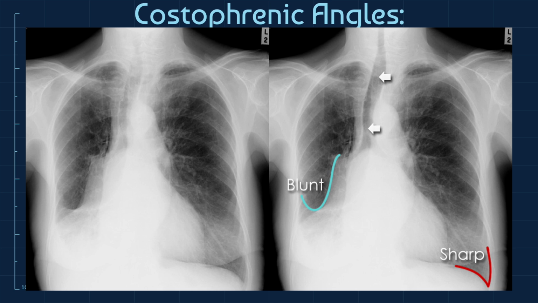And speaking of costophrenic angles, usually you describe them as blunting of the costophrenic angle when there is fluid filling up that space between the diaphragm or hemidiaphragm and the costal margin of the thorax, whereas here it will be considered normal, and when it's normal it's described as a sharp costophrenic angle.